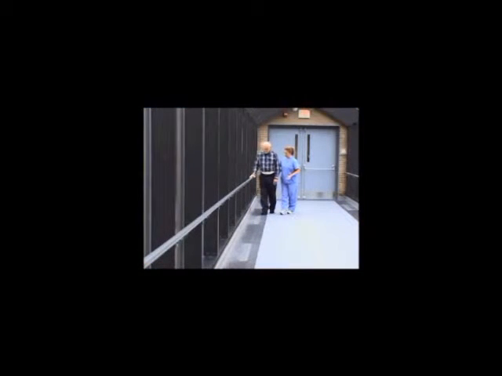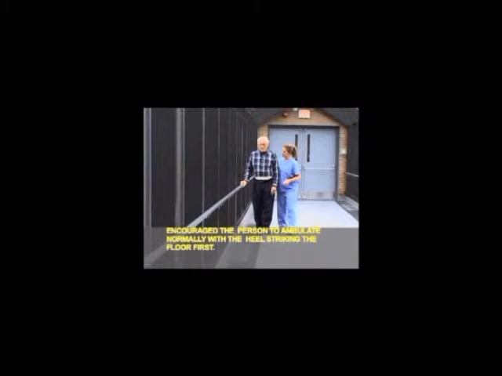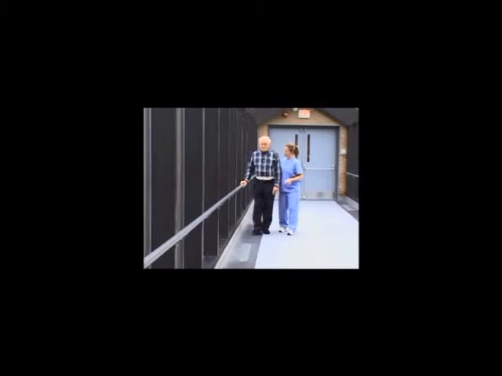Your head up, look straight ahead. Good. Assisted the person to walk. Walk to the side and slightly behind the person. Held transfer belt using underhand grasp. Encourage the person to ambulate normally with the heel striking the floor first. Discourage shuffling or sliding if noted.